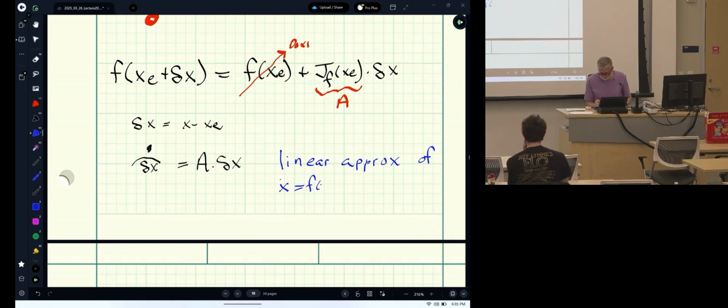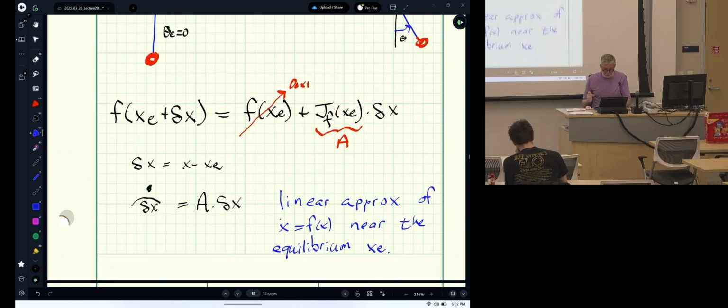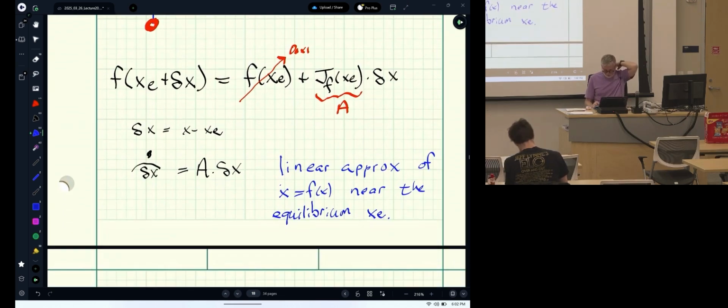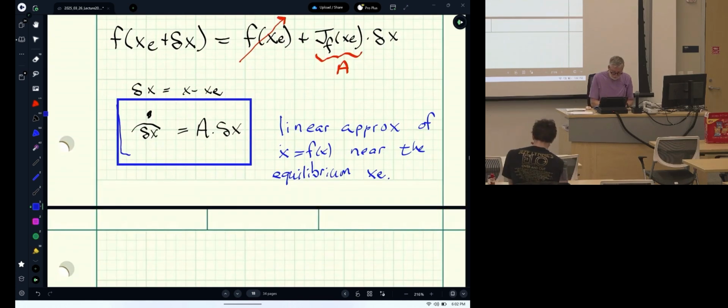x dot equals f of x near the equilibrium x_e. Okay, so if we have an equilibrium, we can approximate the nonlinear system. This is a linear ODE.